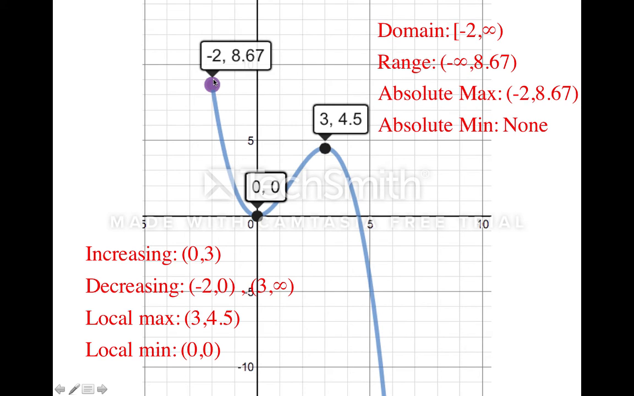The domain, smallest x value. This is a little unlike the others. There is a largest y value, 8.67. So the y values are all of these numbers from -infinity to 8.67.